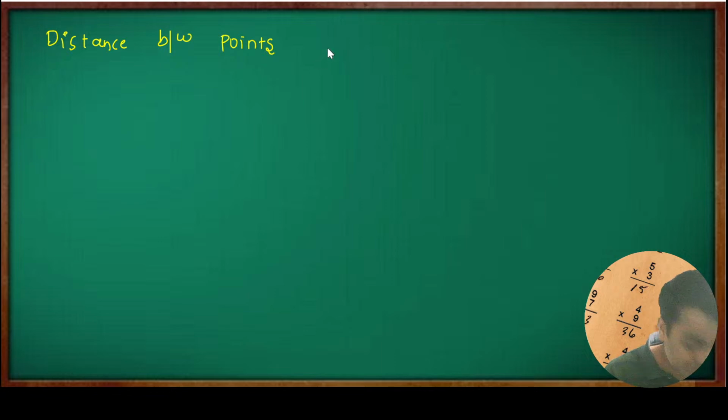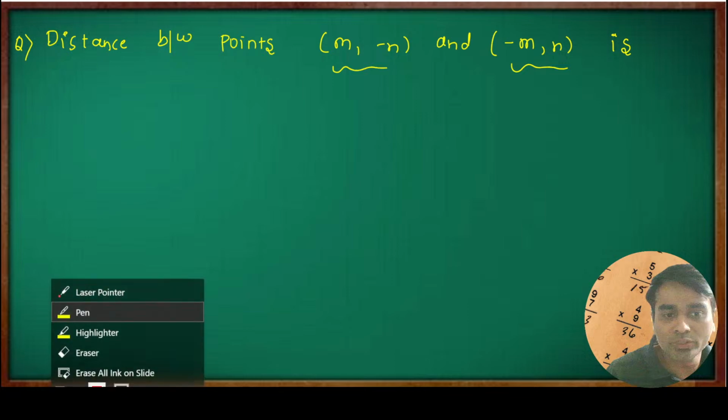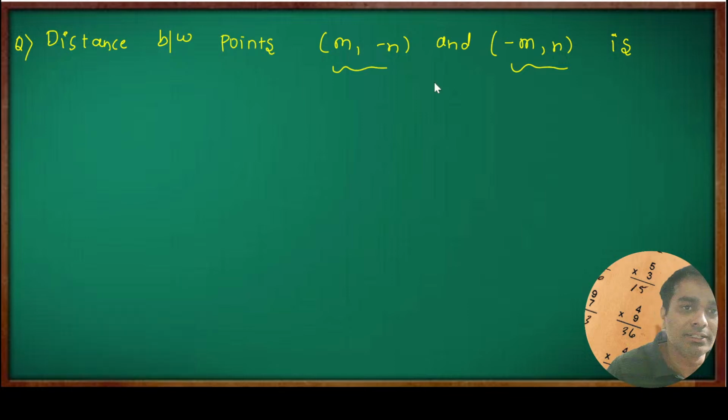Distance between the points m comma minus n and minus m comma n is. So they are asking you to find out the distance between these two points, m comma minus n and minus m comma n. So you know the distance formula, you need to use that only here to find the distance between these two points.